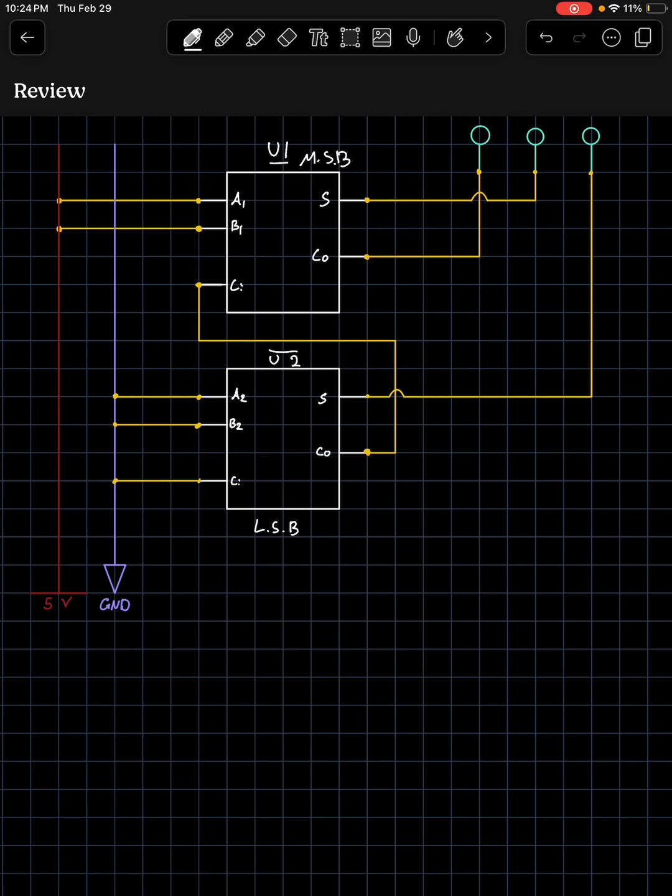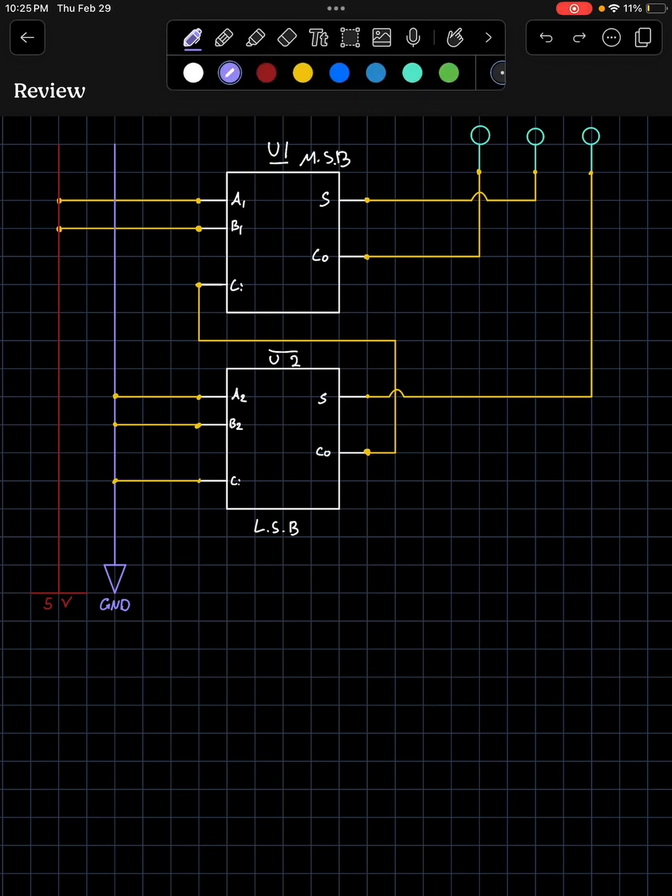Now, these are called 2-bit adders. And why are they called 2-bit adders? Well, it's because you have two possible inputs, A and B. Hence the name 2-bit adders. You have a possibility of 2 bits to add.